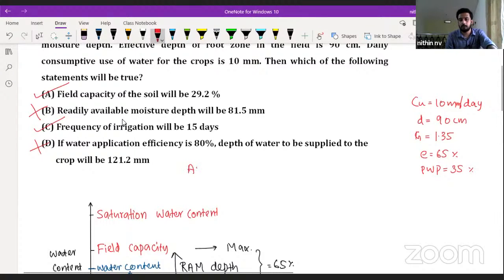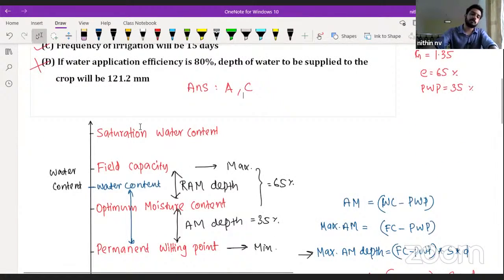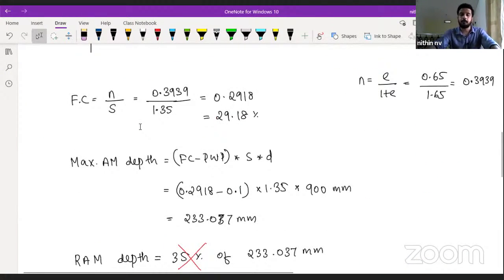So what are our true statements? A is correct. C is correct. Are all getting it? Is it clear, everyone? Clear? So remember this equation also: field capacity equals porosity divided by specific gravity.